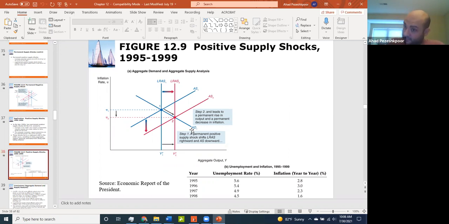If aggregate demand reacts after years and years, then you will arrive at the previous inflation. But if the shock to the supply is the only thing that happens, you can see that your output will go up and your inflation will go down. And of course, your aggregate supply in the short run also shifts right. A permanent positive supply shock shifts both long-term and short-term aggregate supply curves rightward, which then leads to a permanent, this is important, a permanent rise in output.